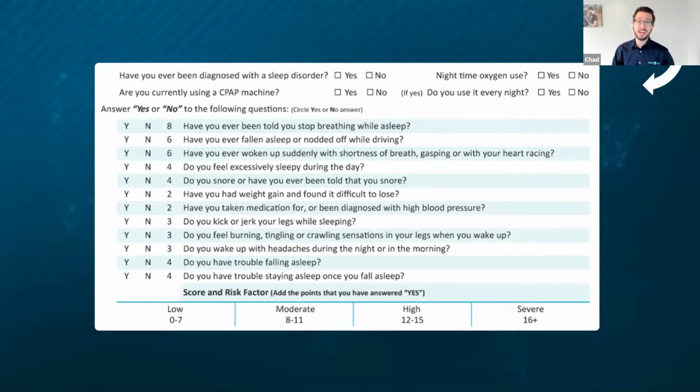If you mark yes to any of these questions, then you circle the number next to it or add that to your total. At the very end, add up your total points, comment your points in the chat so I can see them. I'll tell you my score and I hope you guys can share yours. And this might be a little surprising to you. You might find that you're at moderate or high or even severe risk for sleep apnea.